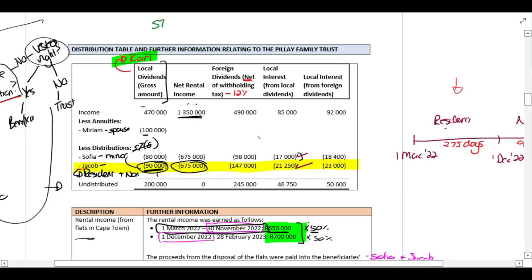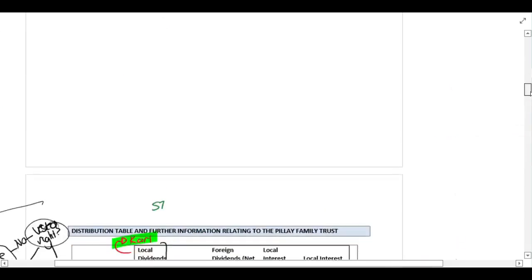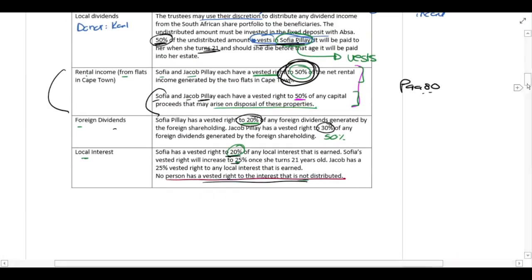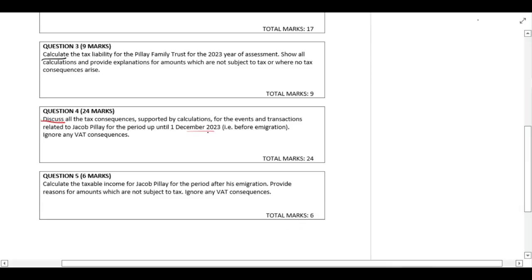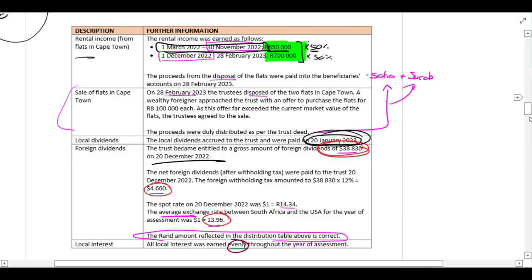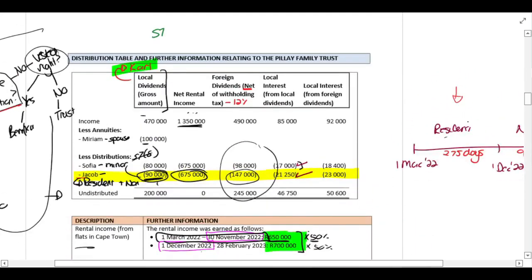Then we have the foreign dividends. He received 147,000 for it. When did it get paid? The foreign dividends were paid on the 20th of December 2022. That's when the trust became entitled to it. The question asks us to do it up until 1 December, so this is not in the period that we're looking at. I will just mention again what would have been the case there. That's a foreign dividend earned by a non-resident, so there would be no implication.